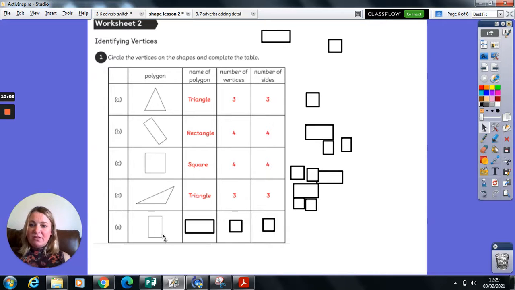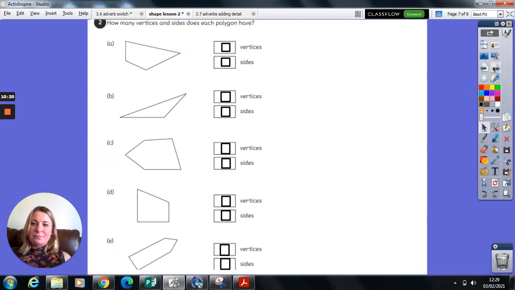Here I can see another rectangle. I can see it has 1, 2, 3, 4. Some of you probably know these by heart now. 4 vertices, 4 sides. So on these different polygons, you just needed to say how many vertices. Again, I always find it's helpful to maybe put a little dot as you count them so you don't count the same one twice. So here I have 1, 2, 3, 4.